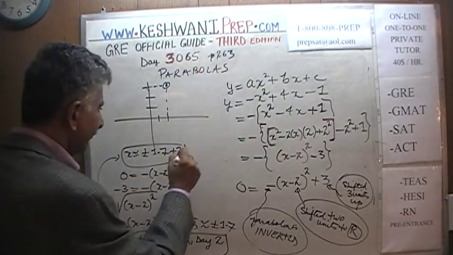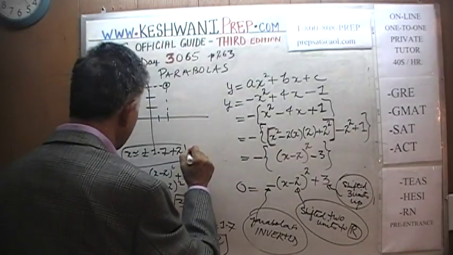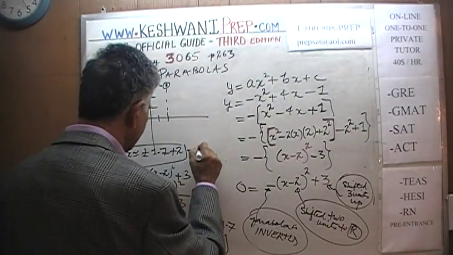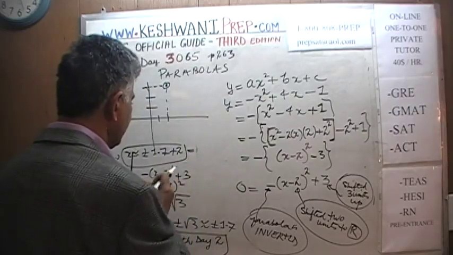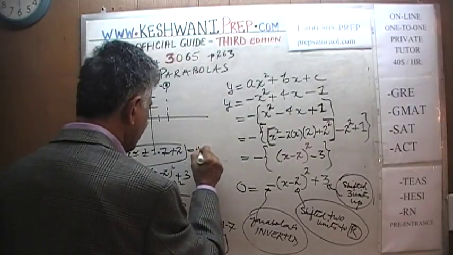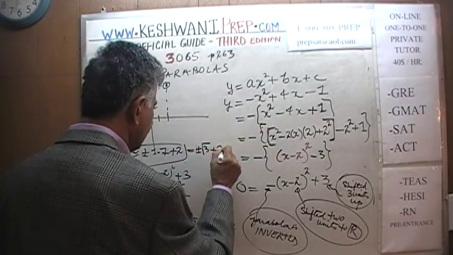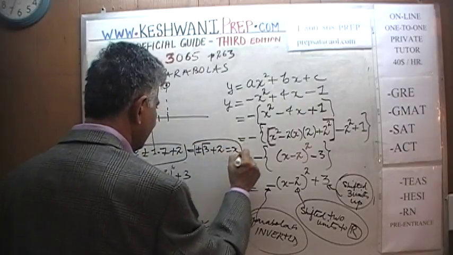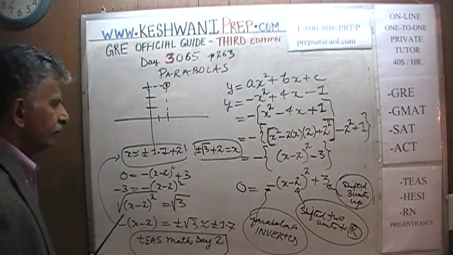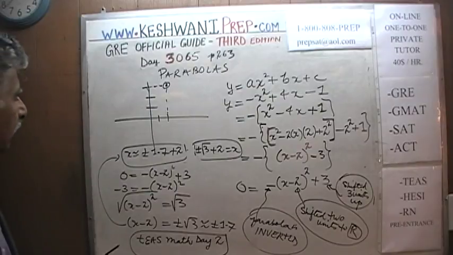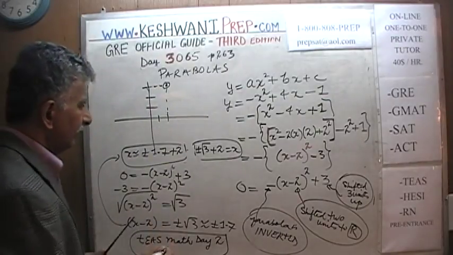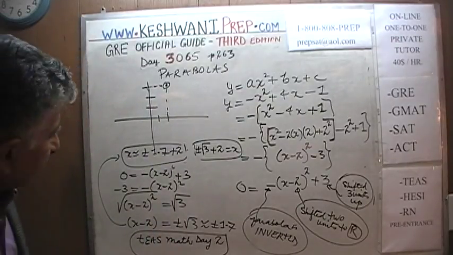Or if you want to put the exact value, it would be written like this. x is exactly equal to positive or negative square root of 3, plus 2. This is the exact value of x. Do you understand? So that's the vertex. Very quickly, because it's getting to be a very long video.